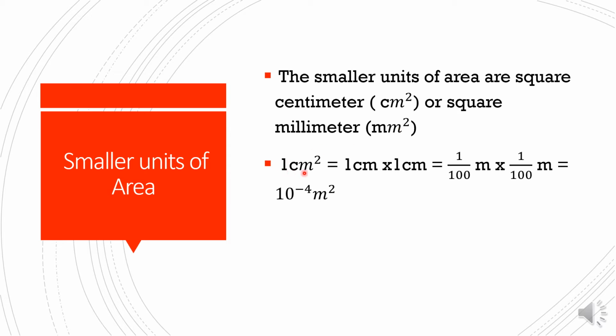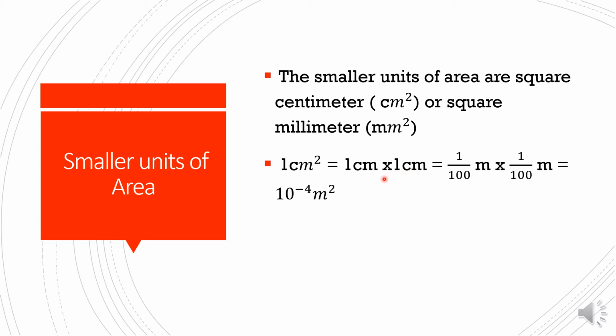So what are their values in meter? As we know, 1 centimeter equals 1 upon 100 meter. So when we write 1 centimeter square or 1 square centimeter, it means centimeter is taken 2 times. So 1 centimeter multiplied by 1 centimeter.